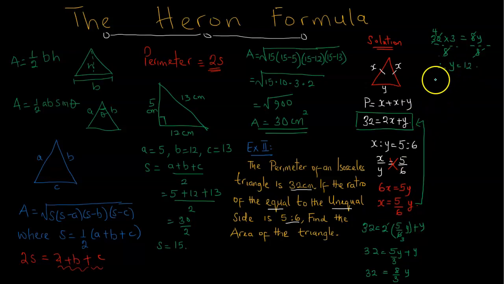Now, we know already that x is equal to 5/6 y. Since y is 12, this is just 5/6 times 12. 6 is going to reduce 12 twice. Therefore, x is equal to 5 times 2, and this is 10. Of course, 10 centimeters.